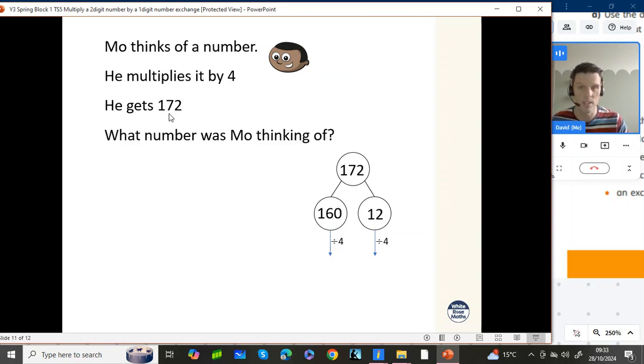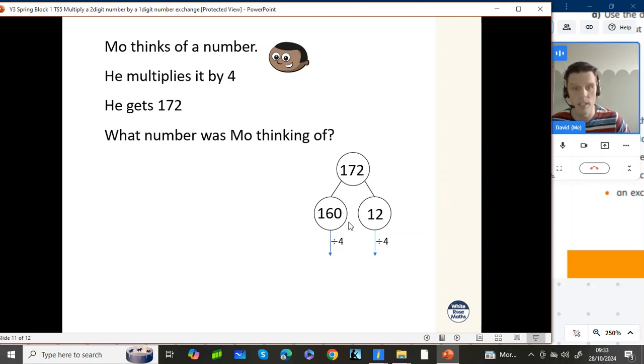Now, when we've got a question where we've already got the total and we know what we were multiplying by, this is actually a division question, and it's to show you that the inverse to multiplication is division. Now, inverse just means opposite, so it's to practice this. So we're basically working backwards.